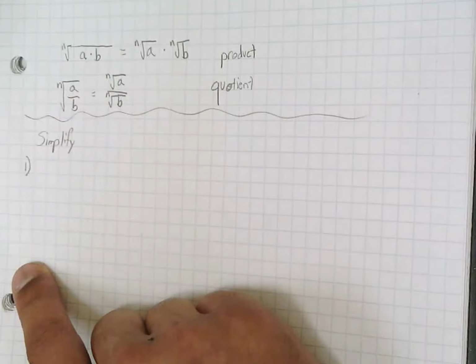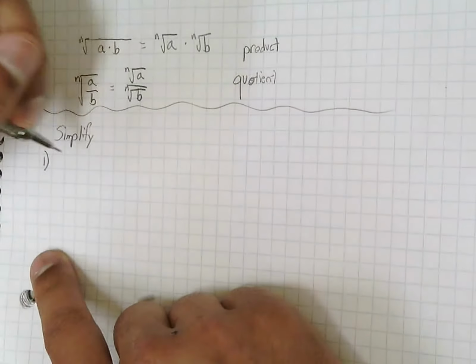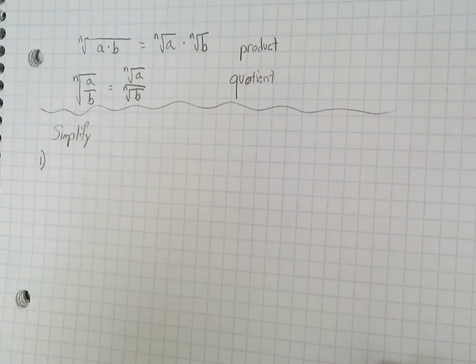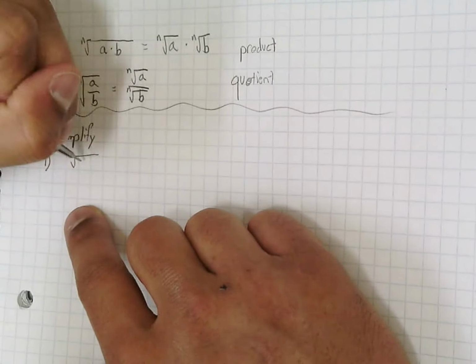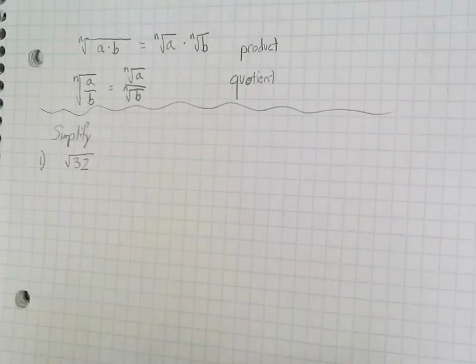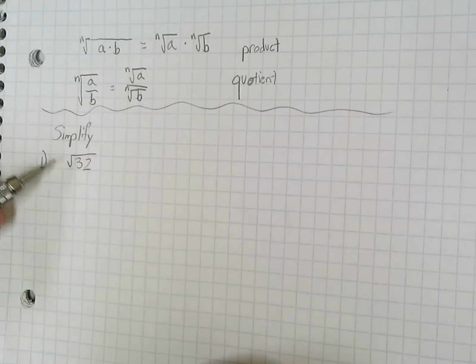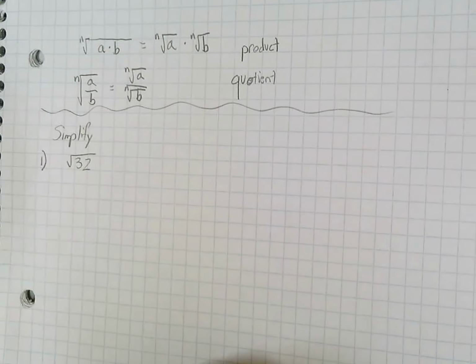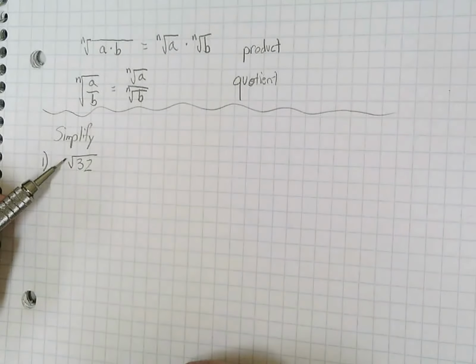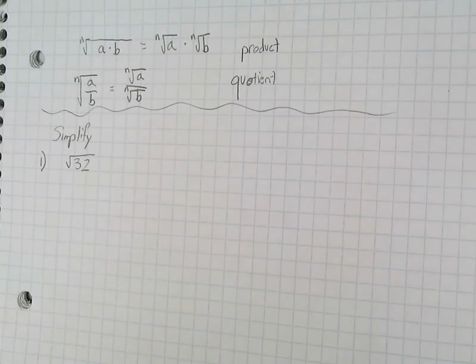So example number 1. Let's do a basic one first to jog our memory. The square root of 32. Now this is a square root because the n value is 2. If it's 2, we don't write it, so we know that this is a square root. Okay, the square root of 32.